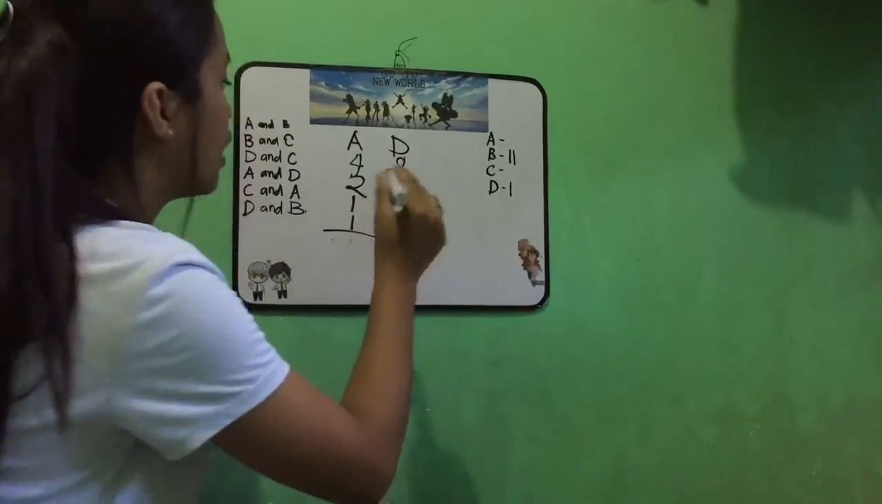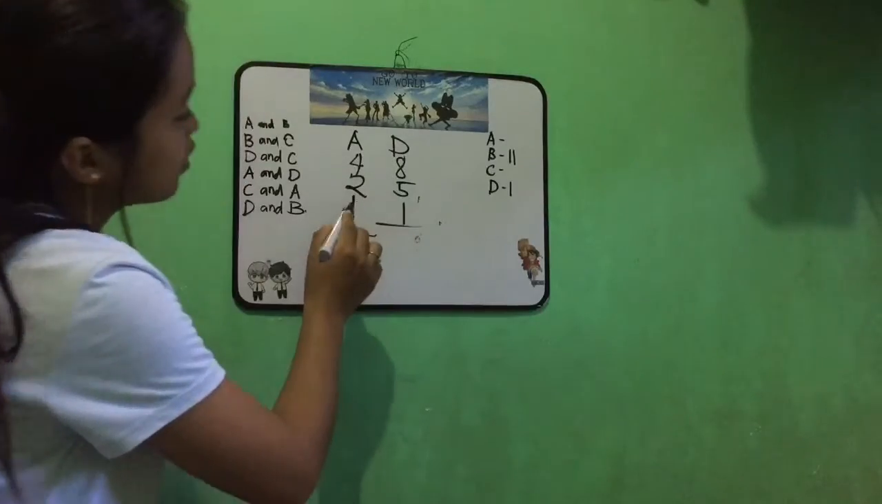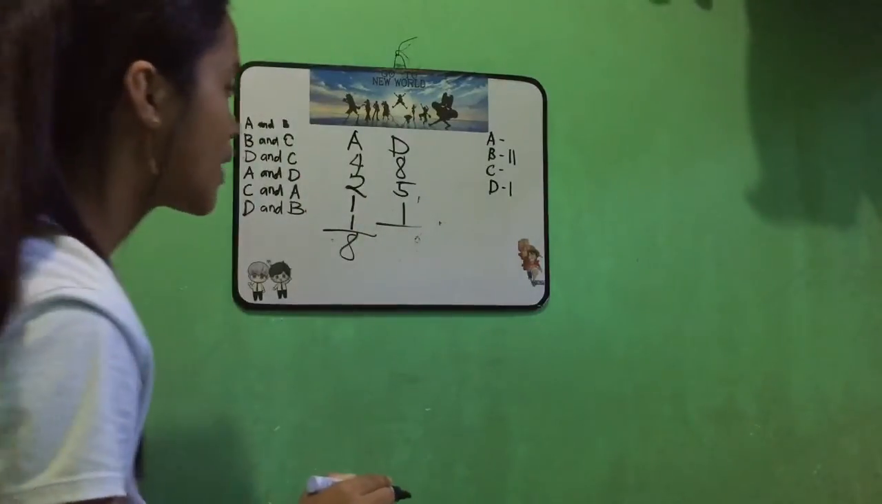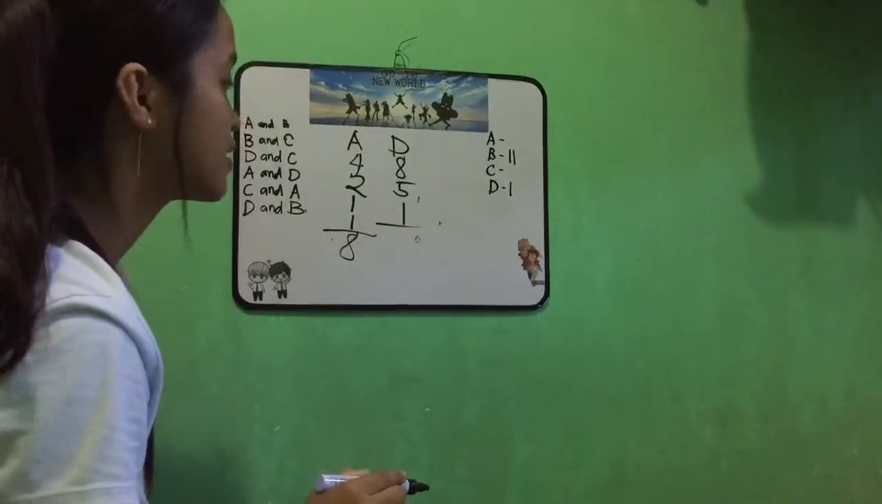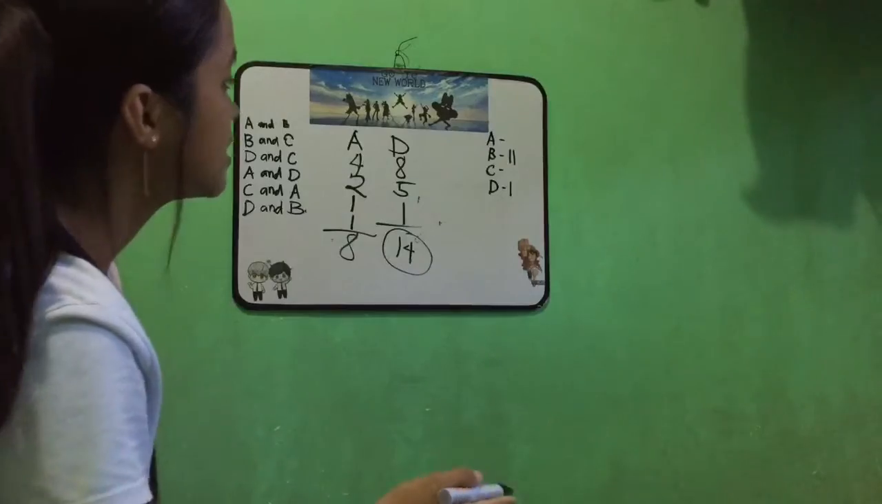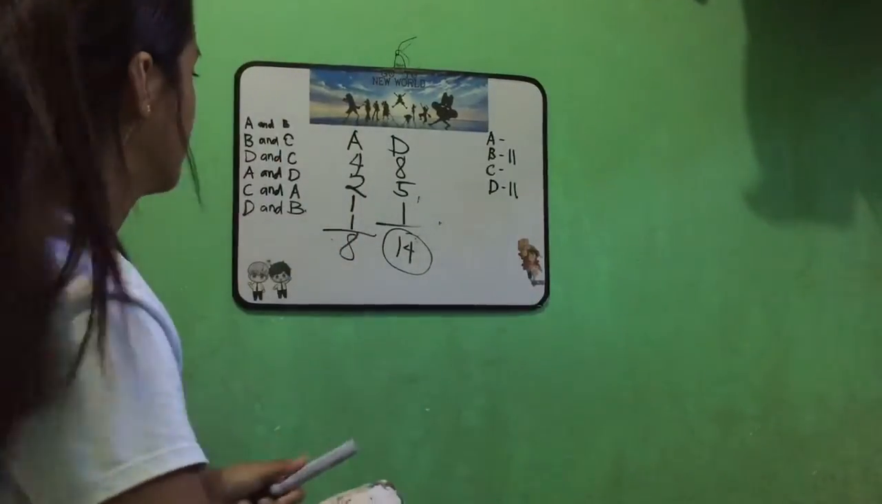Let's sum it all up. 4 plus 2 equals 6, plus 1 equals 7, plus 1 equals 8. So 8 plus 5 equals 13, plus 1 equals 14. The winner of the votings is letter D. So let's put 1 point to D.